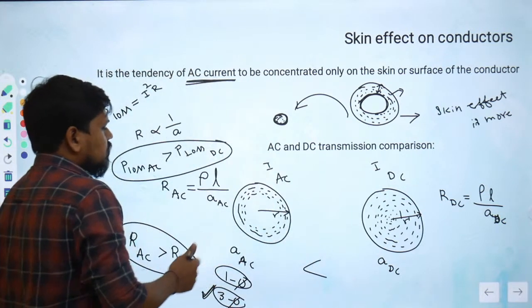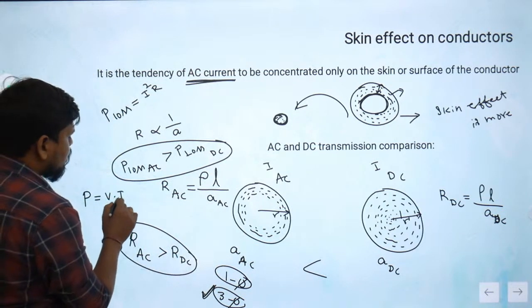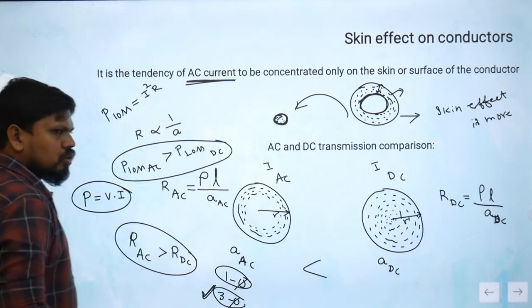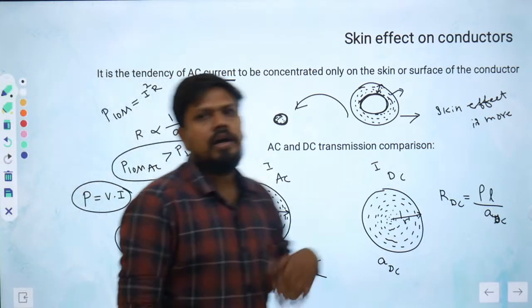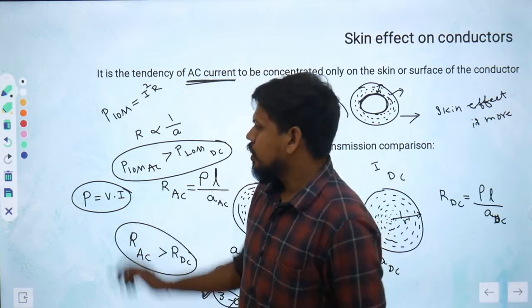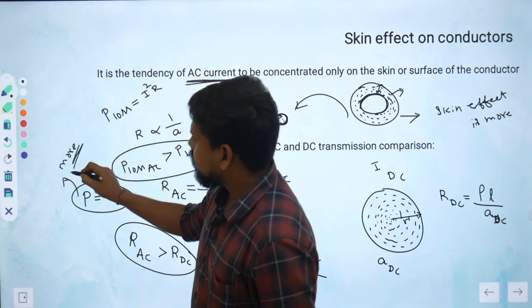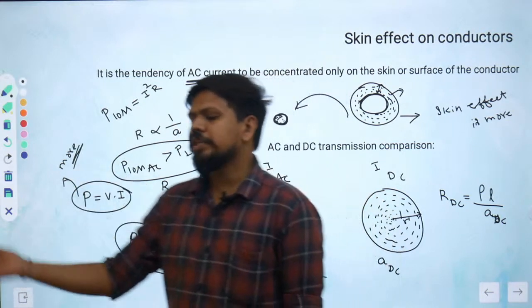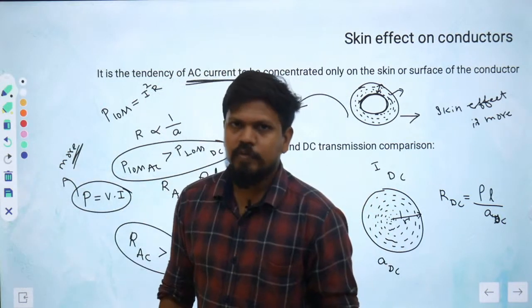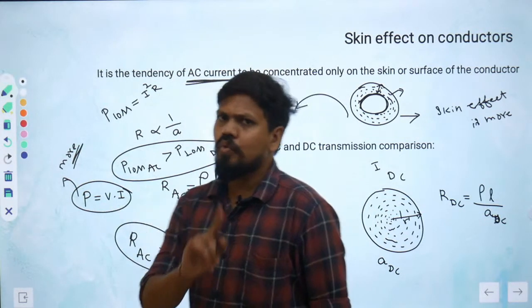Whenever power equals voltage into current, you will take that. So high current transmission or high voltage transmission, two types are possible. If you want to transfer more power from the sending end to the receiving end, voltage may be more or current may be more, any one you can prefer.